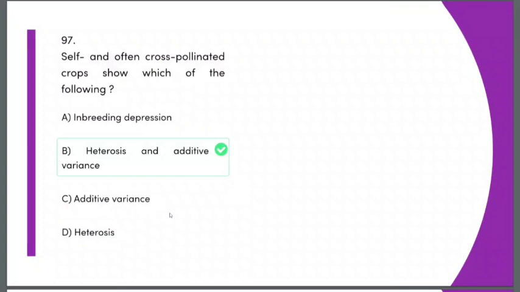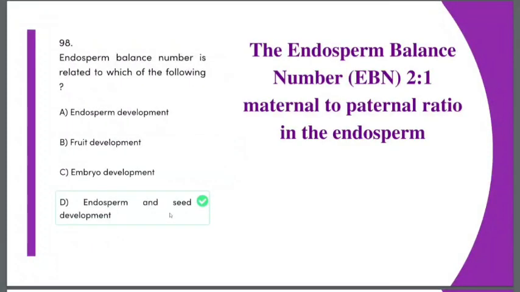97th: a self and often cross-pollinated crop shows which of the following? Heterosis and additive variance is the correct answer. 98th: endosperm balance number is related to which of the following? It's related to endosperm and seed development. What is endosperm balance number? 2 raised to 1. It's the maternal to paternal ratio in the endosperm.